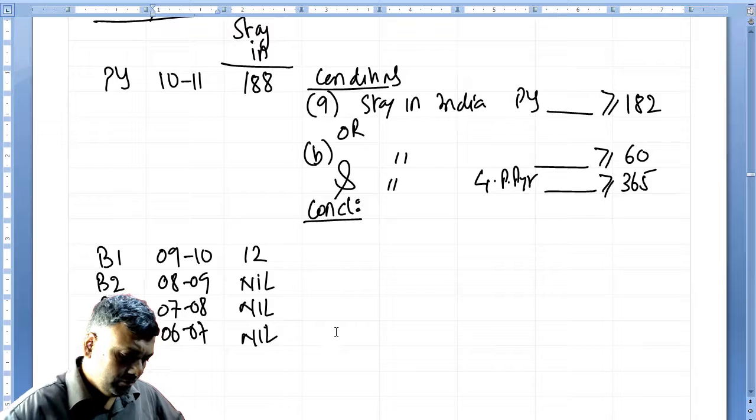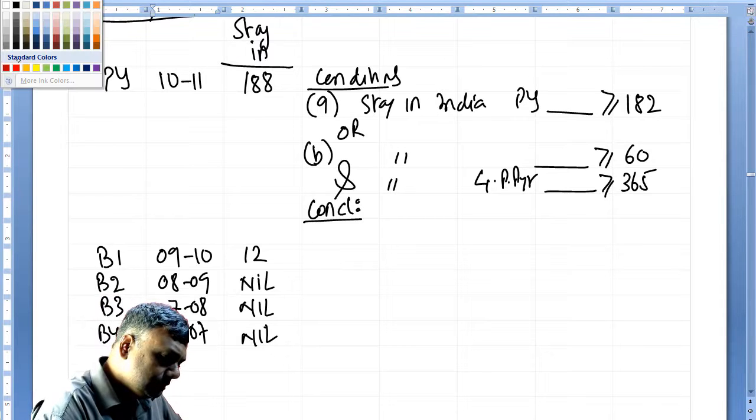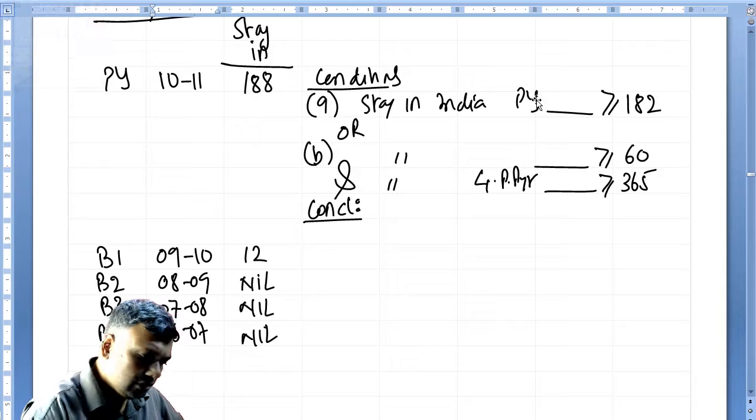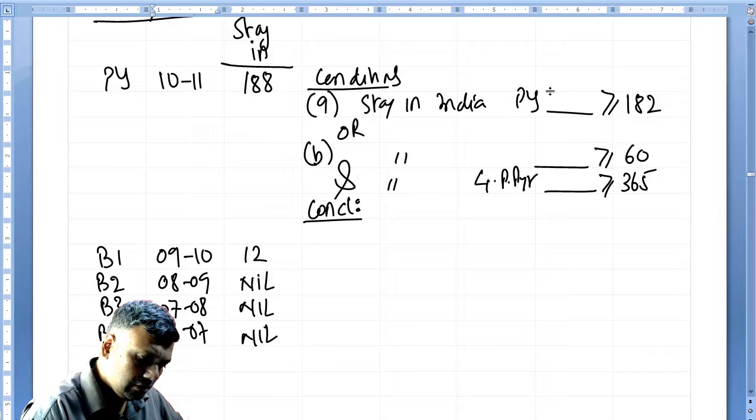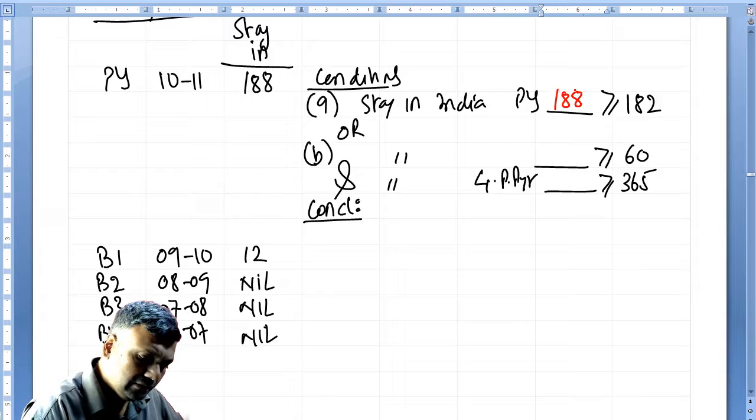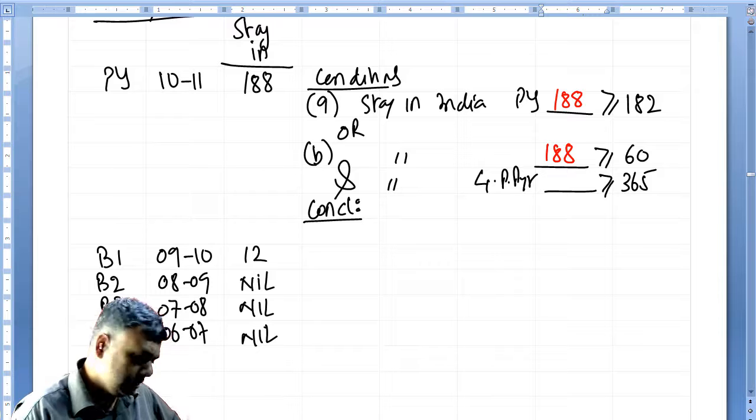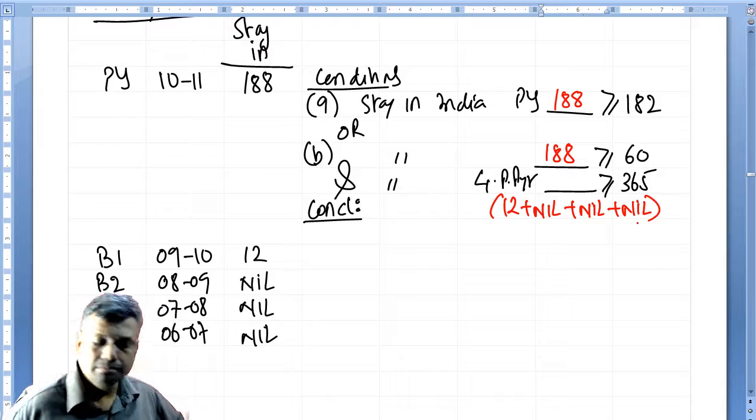So that's it. So now let's update our answer here. This is 188 days, and for the preceding year it is going to be 12 plus nil plus nil plus nil.